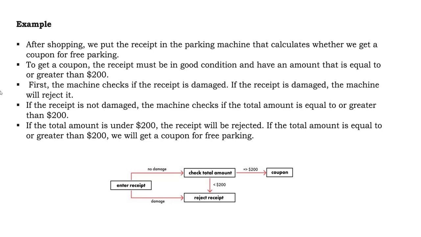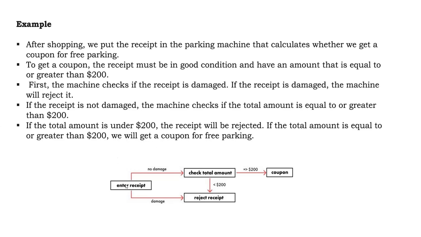Okay, to get a coupon, the receipt must be in good condition and have an amount that is equal to or greater than 200. First, the machine checks if the receipt is damaged. If the receipt is damaged, the machine will reject it. If the receipt is not damaged, the machine checks if the total amount is equal to or greater than 200. If it is under 200, the receipt will be rejected. If the total amount is equal to or greater than 200, we will get a coupon for free parking.